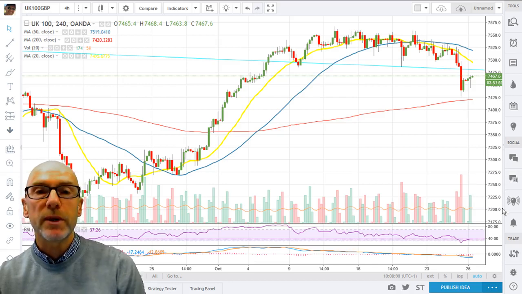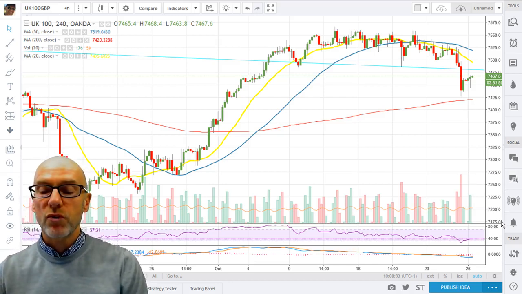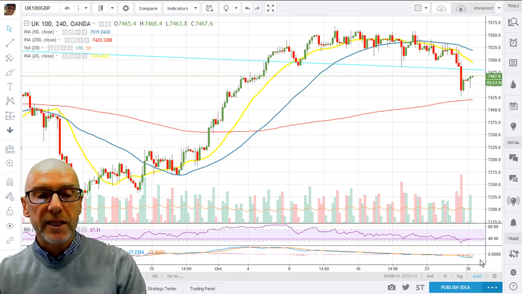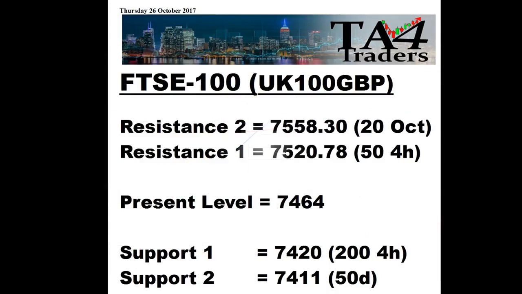Again, momentum has been lost. We're at 37.31 on the RSI, and the MACD are below zero and both moving downwards. So looking at the support and resistance levels, we've got resistance at the 50 of the 4-hour, 75.20.78, with the second resistance from the high of the 20th of October, 75.58.3, with support at 74.20, that's the 200 on the 4-hour, and support two at 74.11, which is the 50-day.